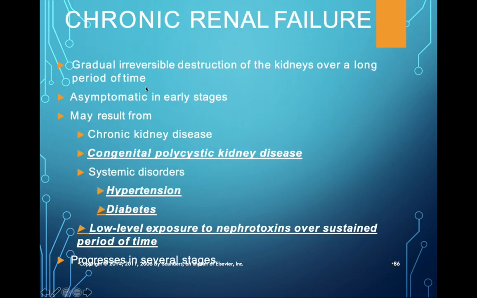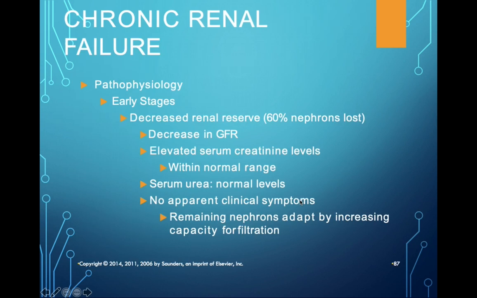Chronic renal failure: gradual, irreversible destruction of the kidneys over a long period of time, asymptomatic in the early stage, and can result from chronic kidney disease. We talked about the chronic polycystic kidney disease. Other systemic disorders that can create chronic renal failure: hypertension, diabetes, the toxins. It doesn't have to be a lot. It could be low-level exposure to these nephrotoxins just over a prolonged period of time. And it progresses in several stages.